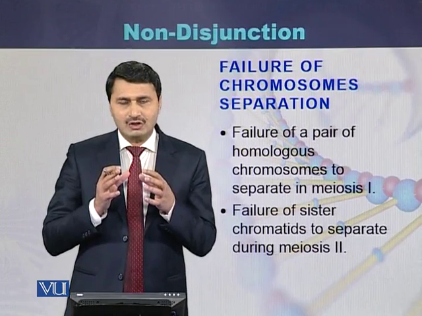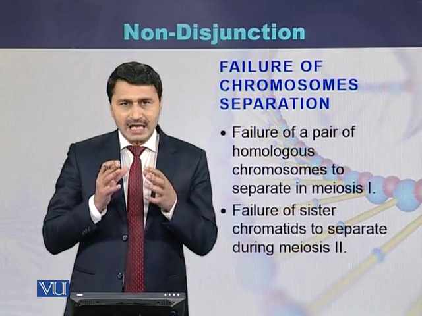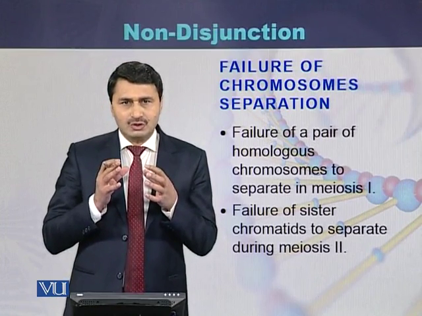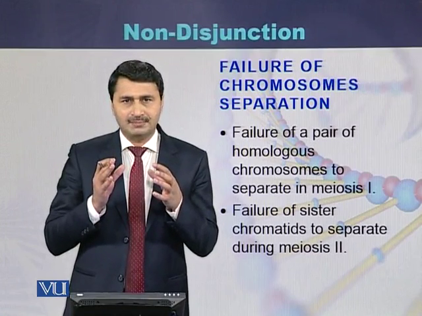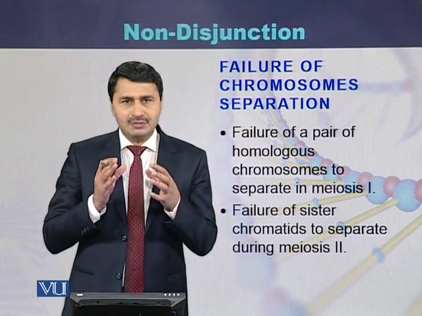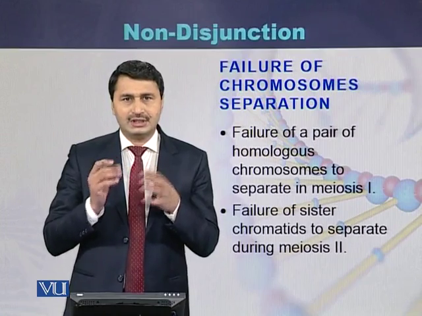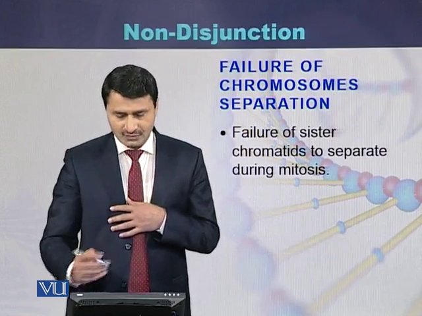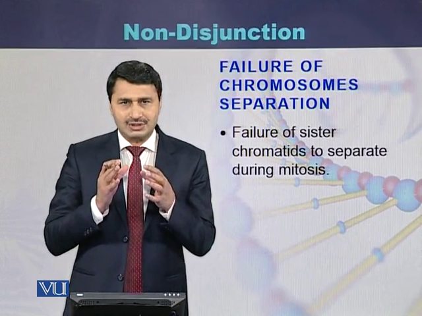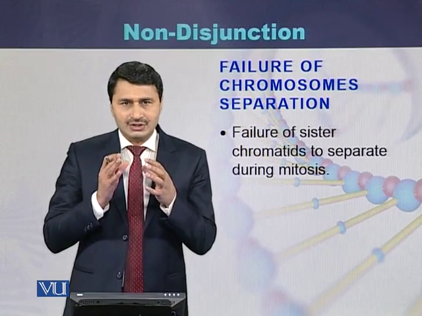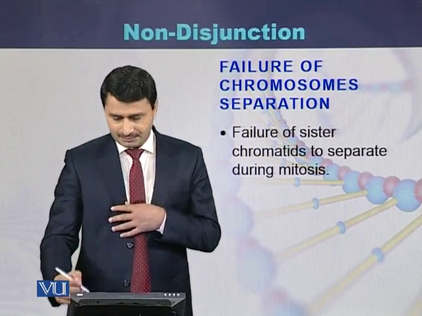Failure of the separation of the chromosomes can be of three types. This failure can be during the first meiotic phase, where the homologous chromosomes separate from each other. It can be during meiosis 2, where the sister chromatids separate from each other. Failure of the sister chromatids can also be during mitosis. In the case of mitosis, sister chromatids fail to segregate from each other.